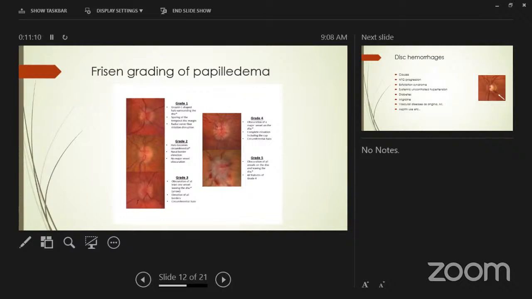In grade 3, at least one of the vessels of the disc will be obscured. Elevation of all borders will be there, and the circumferential halo will be there in grade 3. In grade 4, in addition to grade 3, there will be obscuration of major vessels, and complete elevation of the cup with a circumferential halo, which will be easily demonstrated on the B scan. Okay, then in grade 5, there will be obscuration of the vessels all over the disc, and all other features of grade 4 will be there.